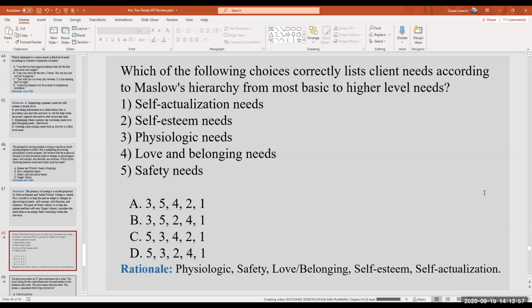Physiologic, right? Safety, love and belonging, then self-esteem, and then self-actualization. Okay, so I need food and water and oxygen. Then I need to be safe. Then I need somebody to love me. Then I want to make sure that I'm confident and I feel good about myself. And then I want to recognize things that could help me improve and get better at it.